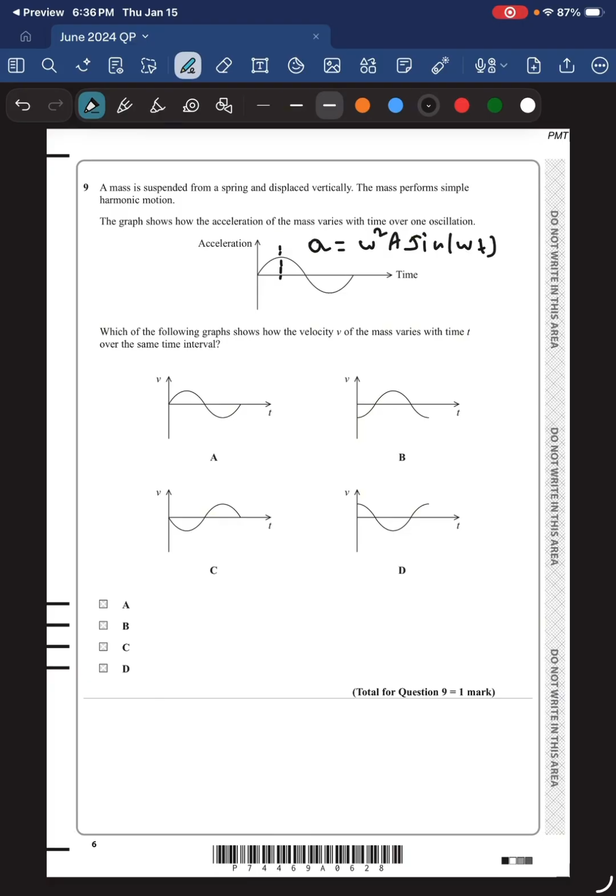Which of the following graphs shows how the velocity v of the mass varies with time t over the same interval? Okay, so A and C are obviously wrong, okay? So the only options are B or D. So B and D are cosine functions, right? So they will look like this, omega A cos omega t, okay? But the derivative of cosine with respect to time is minus sine, right? That will give you the acceleration, but the acceleration is positive, therefore we need a minus sign, and immediately we see that the correct answer is B. I hope this makes sense.